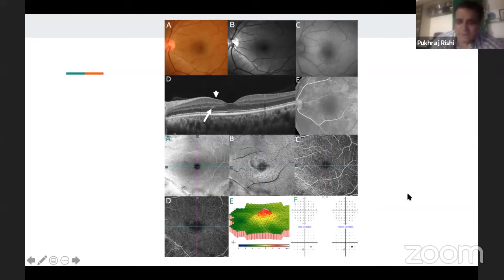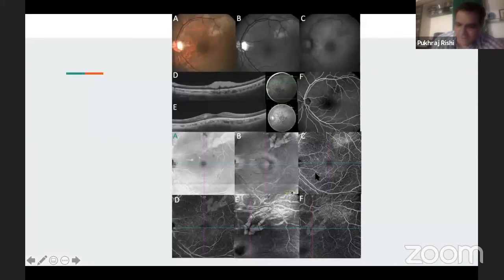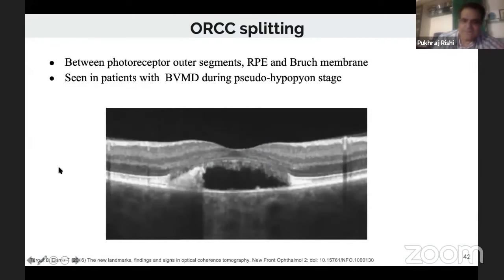So this was more or less a long-standing case, but we saw another acute case. Here you can see the fuzziness of the outer plexiform layer and corresponding changes in the OCTA here. In this panel E, you can make out, this is right at the inner plexiform layer. So ORCC splitting, and there are certain other entities which should not be confused with subretinal fluid and be subjected to unnecessary treatment. So it's important to recognize this.